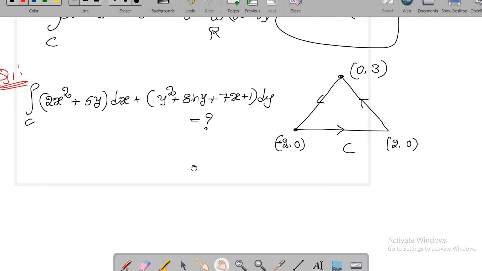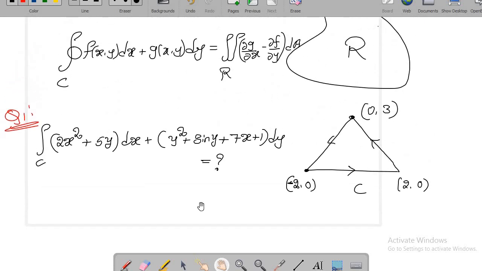Now using Green's theorem you can directly evaluate it. See, it is in this form, integral f dx plus g dy, where f and g are very nice functions and C is a closed curve. You can see that C is the boundary of a triangle. This is a closed curve which encloses this region.